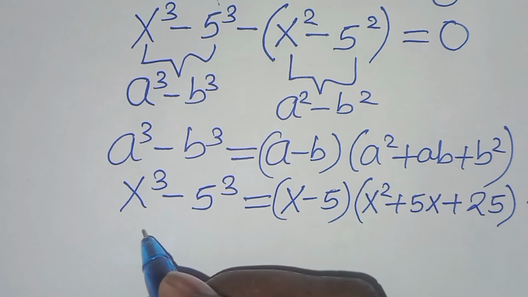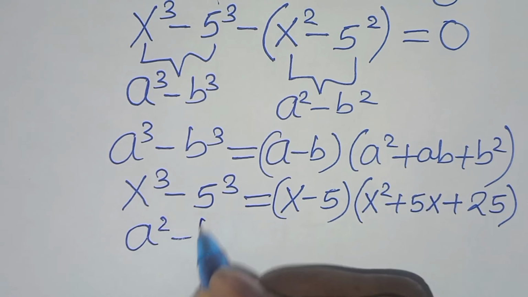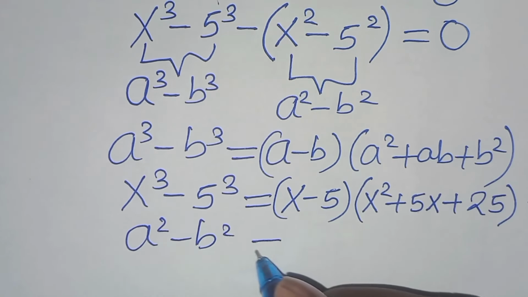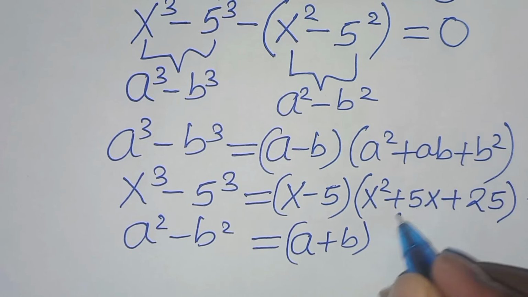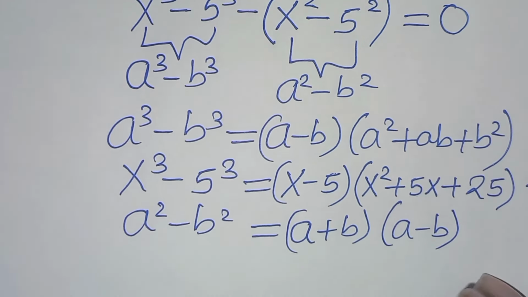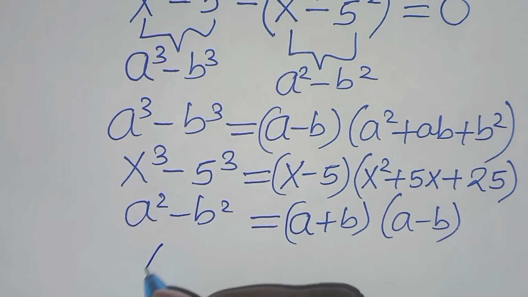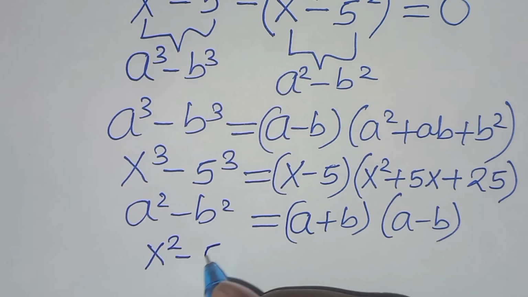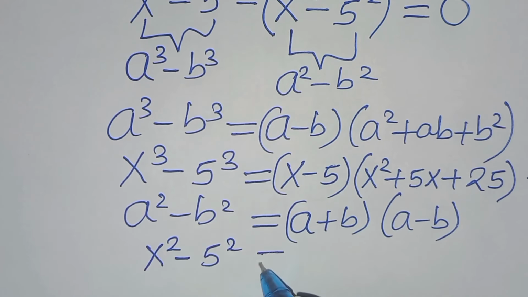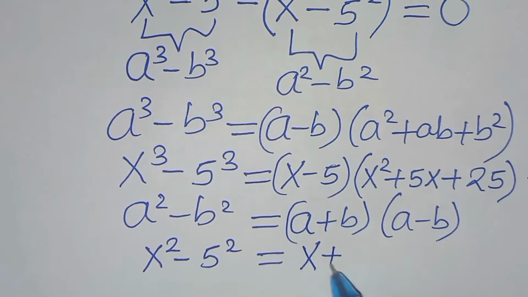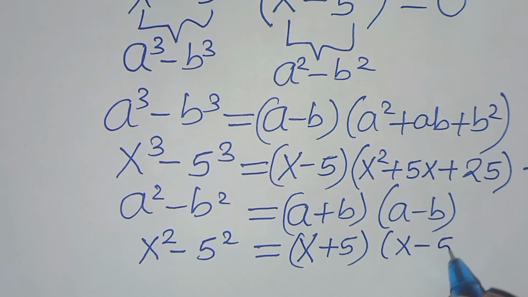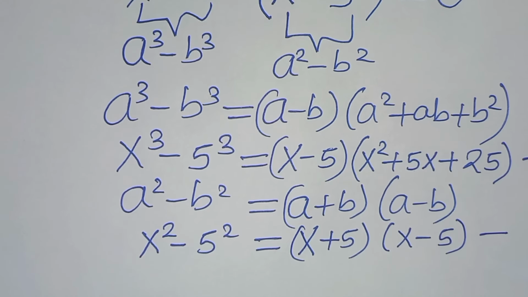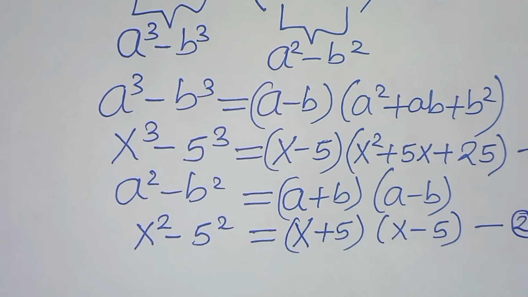Then we have a squared minus b squared, which can be expressed as a plus b times a minus b. So this implies that x to power 2 minus 5 to power 2 can be expressed as x plus 5 times x minus 5. Let's call this equation 2.